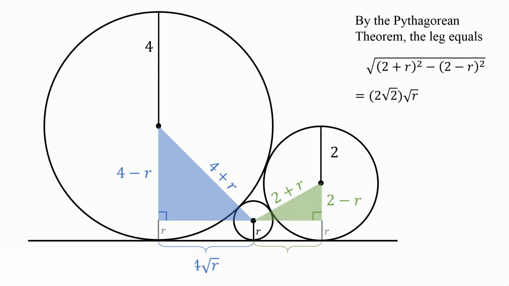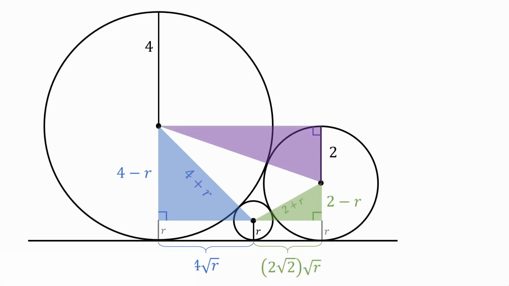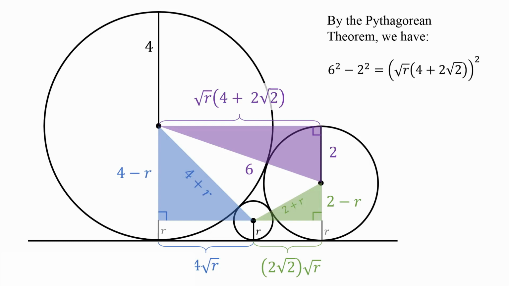Now there's one more right triangle to consider. This will connect the centers of the two larger circles. The hypotenuse will be the sum of the radii. 4 plus 2 is equal to 6. One leg will be 4 minus 2 and that's equal to 2. The other leg is parallel to the two lengths at the bottom. So this will be the square root of r times the quantity 4 plus 2 times the square root of 2. We can then use the Pythagorean theorem and we'll get 6 squared minus 2 squared is equal to the square of this other leg.